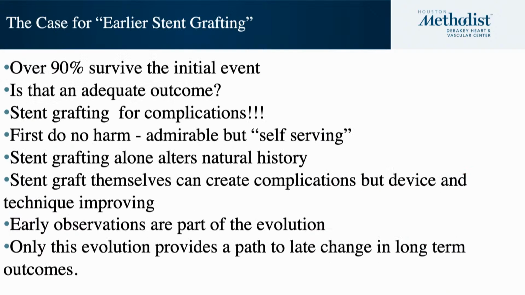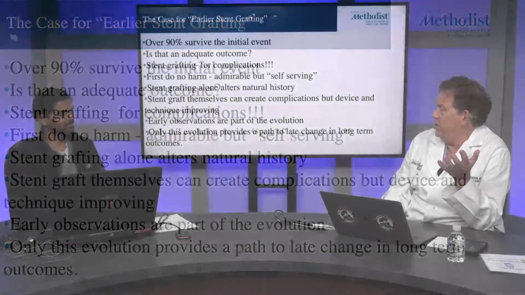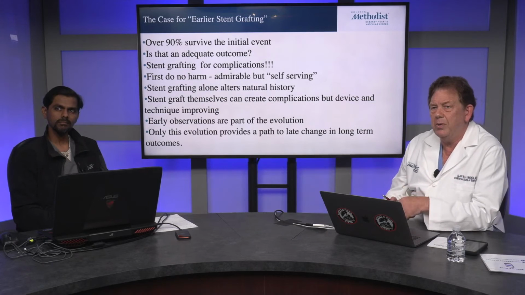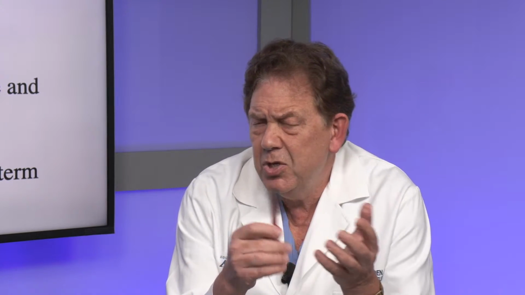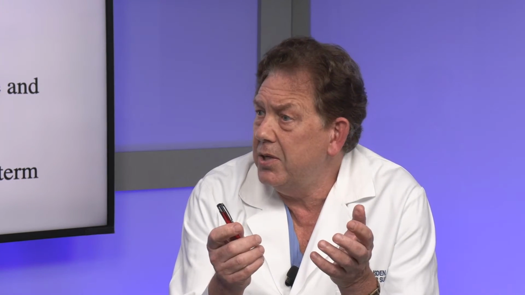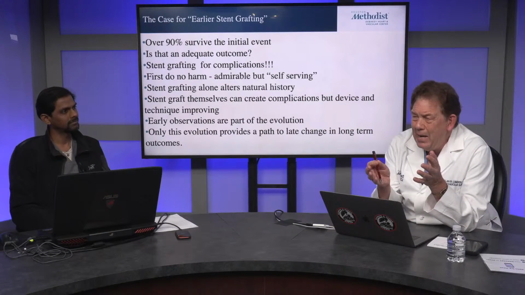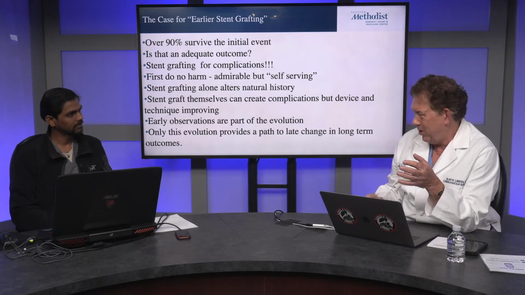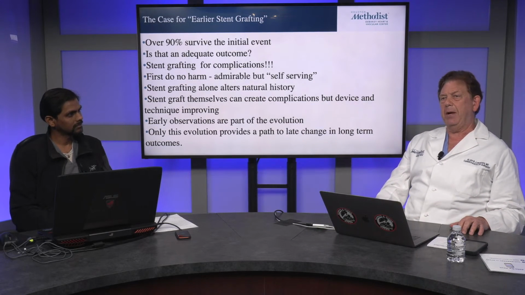And so, the case for earlier stent grafting: most people actually survive the initial event. It's not like we're putting these in to save lives, but if the patient ruptures, then obviously we're going to do that. Stent grafting does have its complications, and we often think of first, do no harm. We worry about paraplegia. We worry about stroke. Interestingly, in most of the studies, and surprising to me, the stroke rate is fairly high. It's not high, but it's higher than you would anticipate for a patient who has a non-atherosclerosis-based disease, the way I'd think about it.